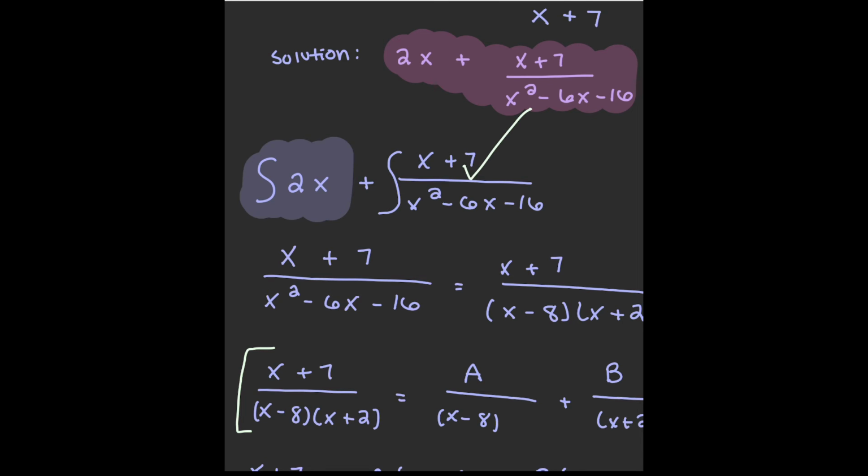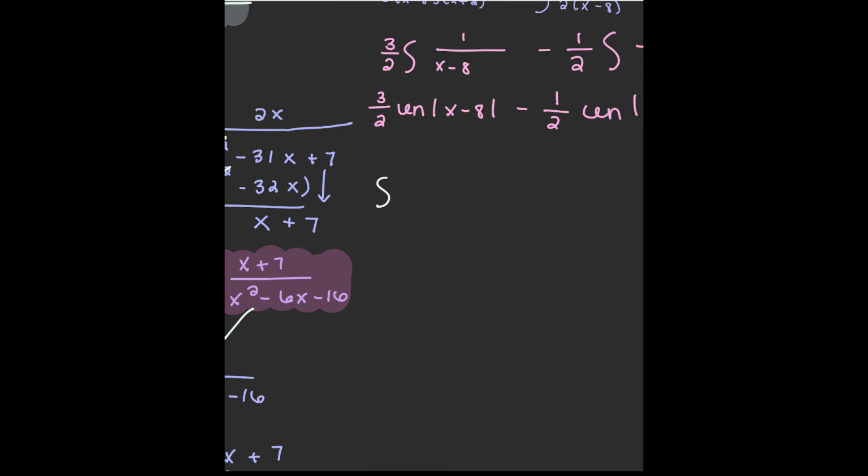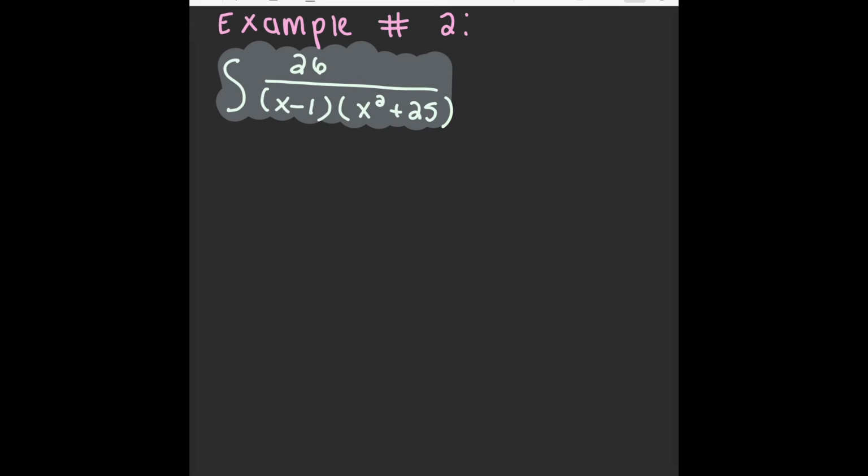So let's just take the integral of 2x over here. The integral of 2x is just going to be 2x squared divided by 2, which is simply x squared. So let's add that into our solution. And you only need one constant c. We don't need to add a c for everyone. You only need one. And this is going to be our final solution here.